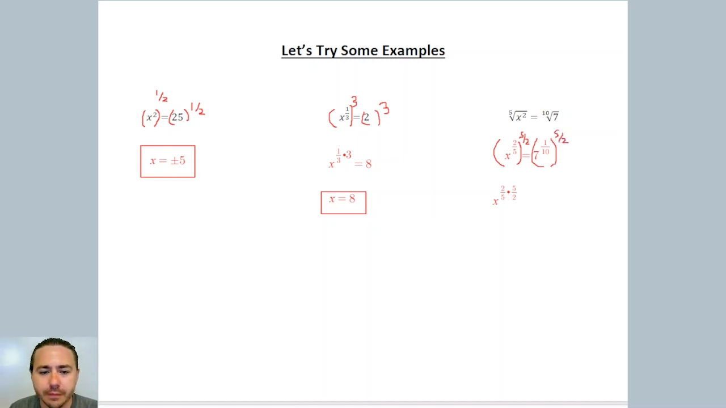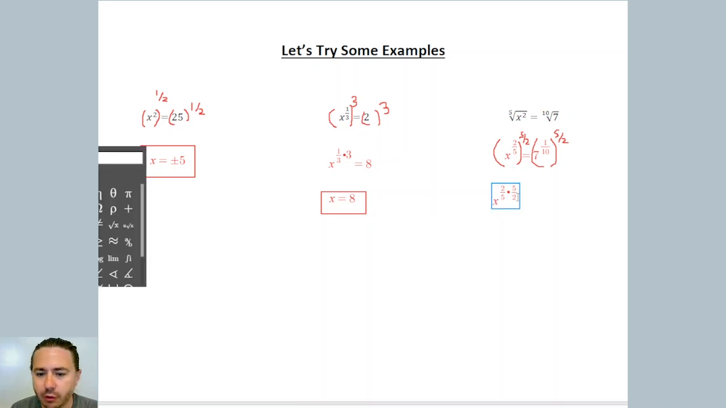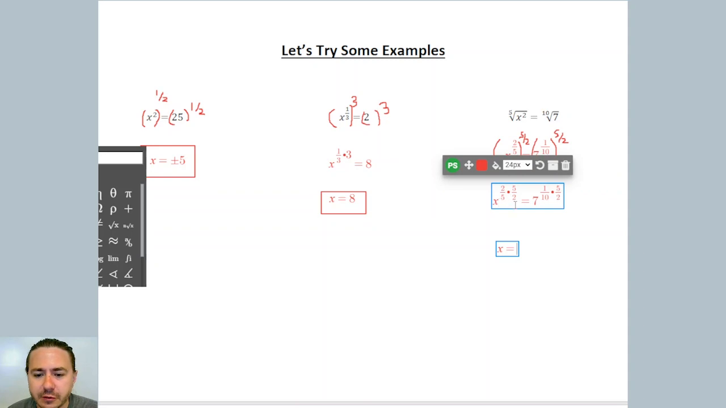So this is going to be x to the 2/5 times 5 halves, which you already hopefully know what that's going to end up equaling. But this is also going to equal 7 to the power of 1/10 times 5 halves. So we're starting to have to deal with some fractions here. Hopefully the numbers will be small enough so that you don't need a calculator to simplify them. So 2 times 5 is 10, 5 times 2 is 10, 10 divided by 10 is 1. So that's what we want to happen.